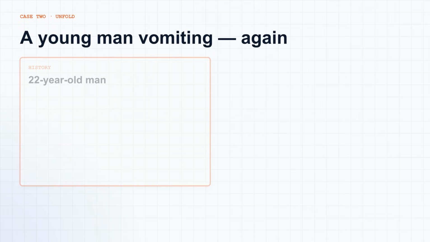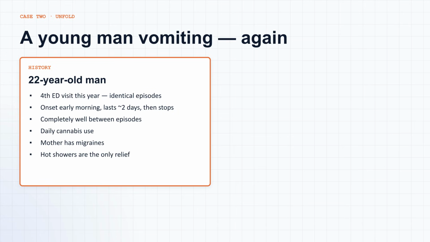Our second patient is a 22-year-old man. He arrives in the emergency department vomiting. This is his 4th visit in a year for exactly the same thing. Each episode starts in the early morning, lasts about 2 days, and then stops completely. Between episodes he feels entirely well and eats normally. He tells you he uses cannabis daily, and that his mother has migraines. He says hot showers are the only thing that help.